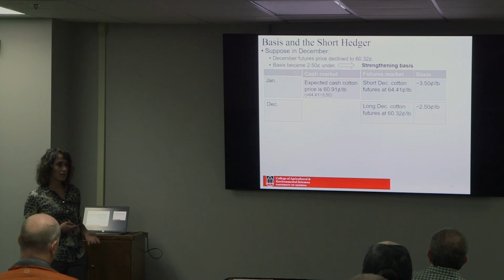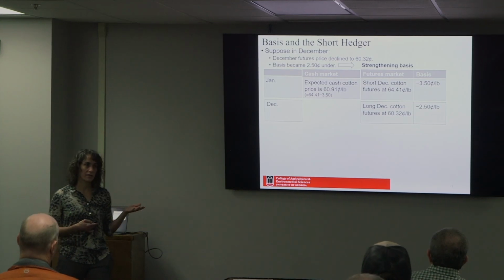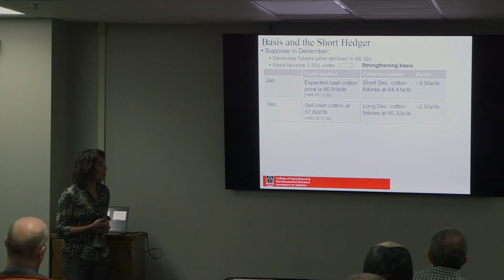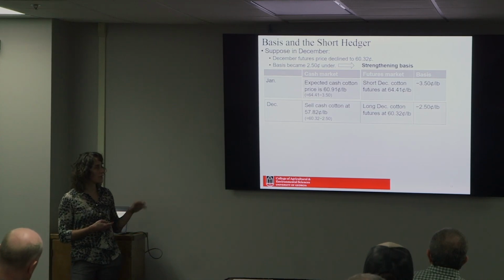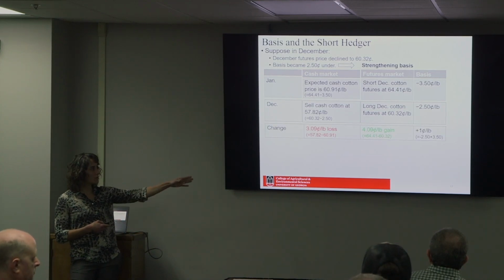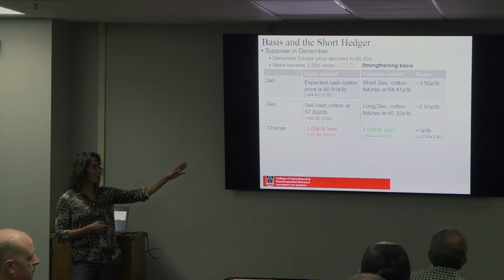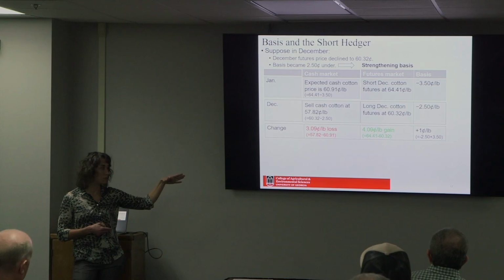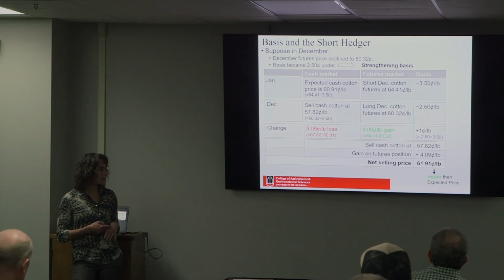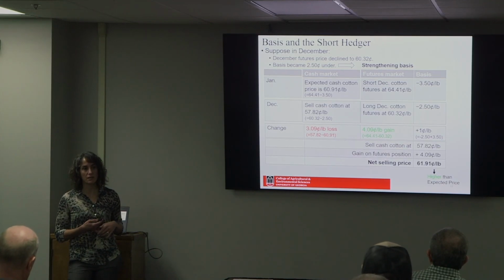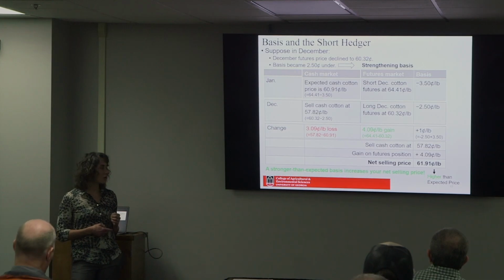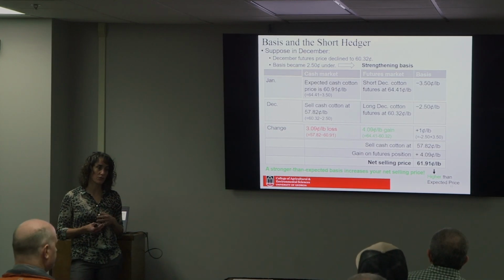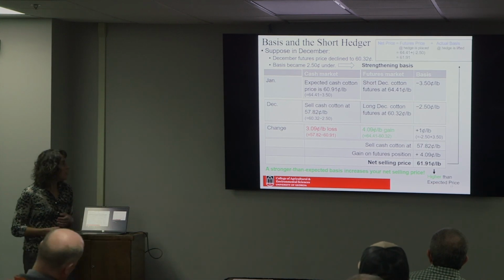So I will flip this, and this time we'll do a strengthening of basis, and the basis is increased. So instead of negative 350, now it's negative 250. That implies a cash price of 57.82, and we still have the gain on the futures, but now the loss on the cash is smaller than the gain on the futures. So that's why our net selling price is going to be higher than what we expected. So a strengthening basis is an advantage for a short hedger.